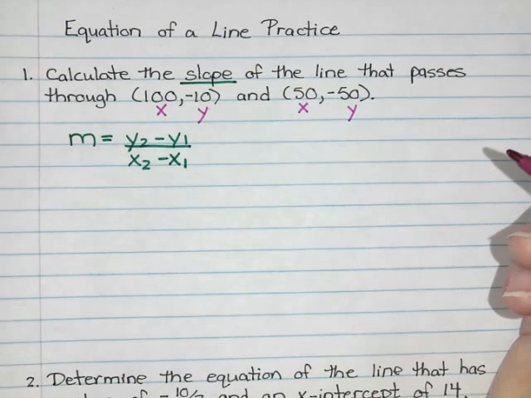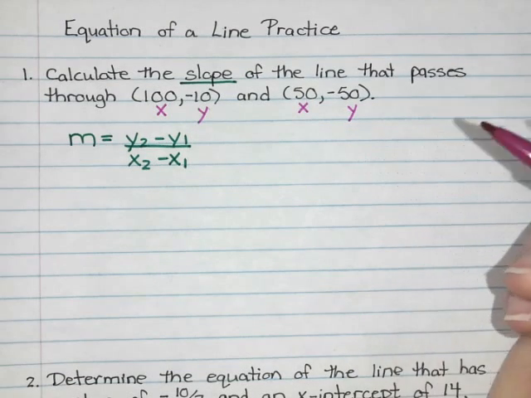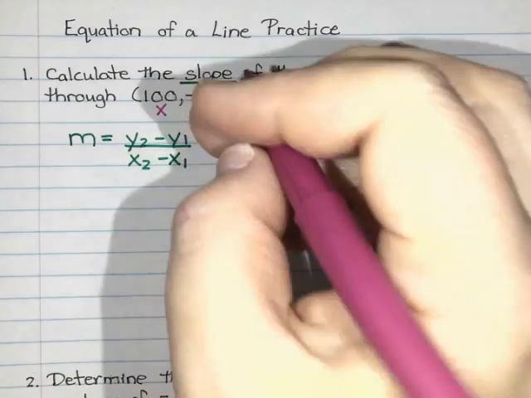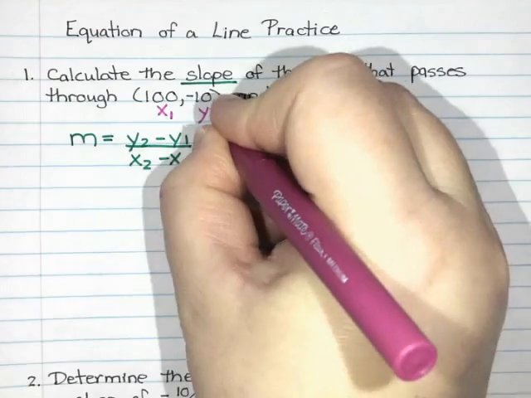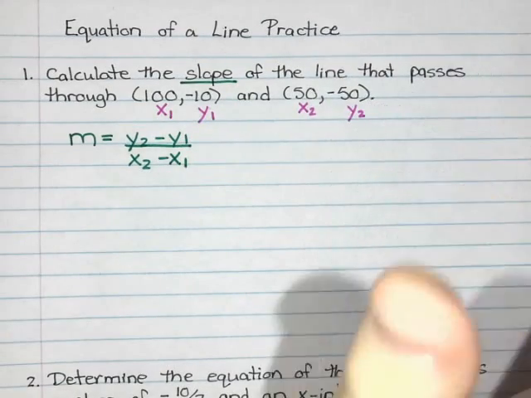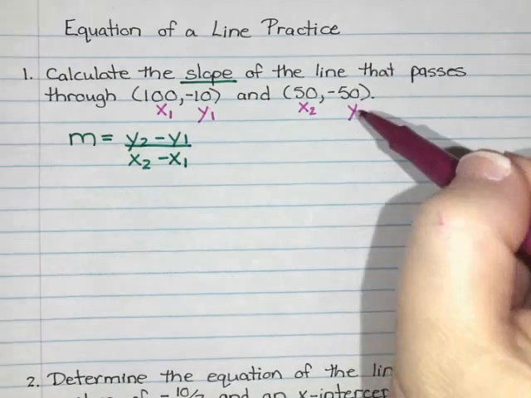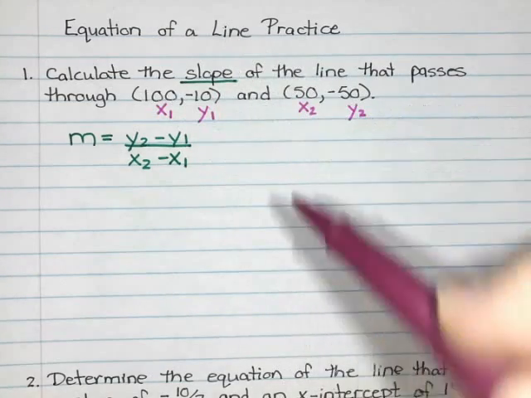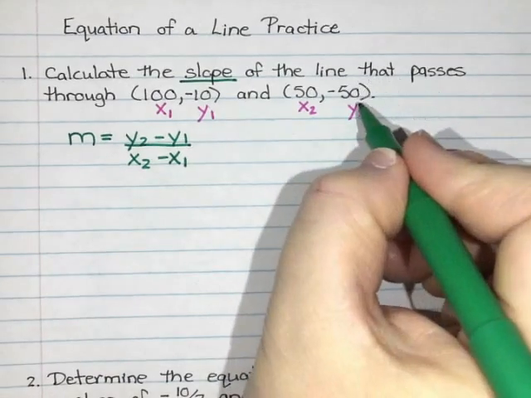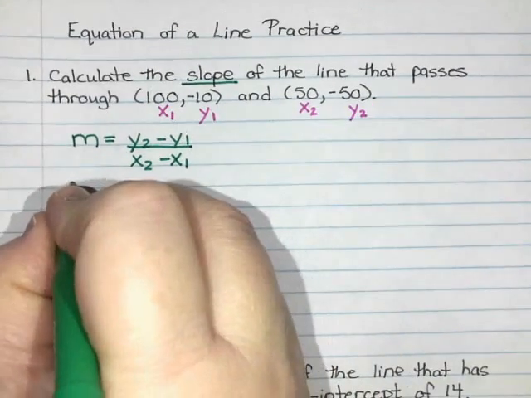And then this is where you get to make a choice. You're going to pick one of them to be point 1 and one of them to be point 2. I think I'm just going to let the first one be 1 and the second one be 2, but you could be wild and mix it up and let this be point 1 and this be point 2, your choice. So I'm going to take these numbers and substitute them into my equation.